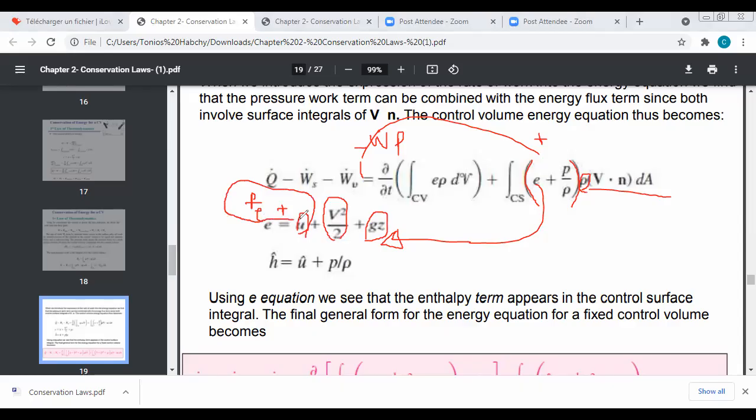In thermodynamics, this is a very important property. U plus P over rho is called the enthalpy. And you have thermodynamic tables, which will give you how the enthalpy varies with temperature and with pressure. So enthalpy is a property for which we can find values in tables. This is why, for convenience, we will replace E plus P over rho by H, the enthalpy term. So now, what is the final expression of our equation?